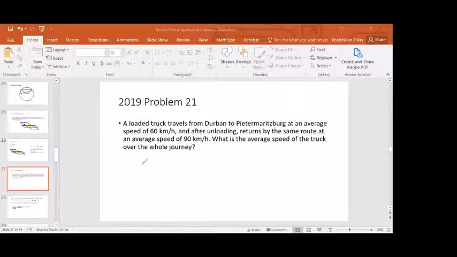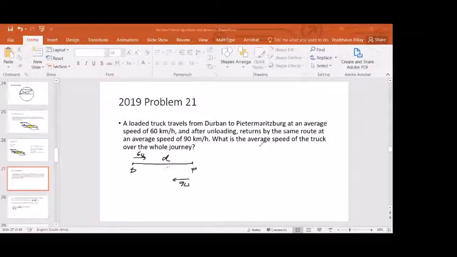Now, why isn't this the answer to the question? Okay, just suppose you're working with Durban and Pietermaritzburg. We don't know what the distance is. Suppose we call that distance D. All right. It's traveling from Durban to Pietermaritzburg at 60 k's, and from Pietermaritzburg to Durban, it's 90 k's per hour.